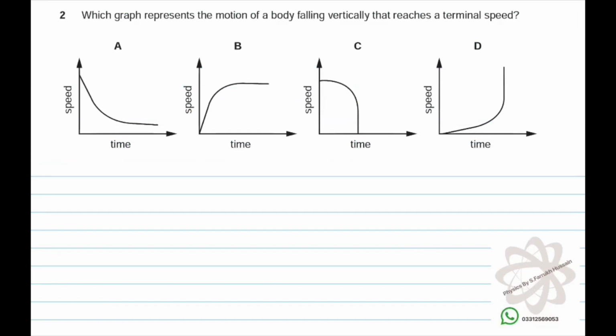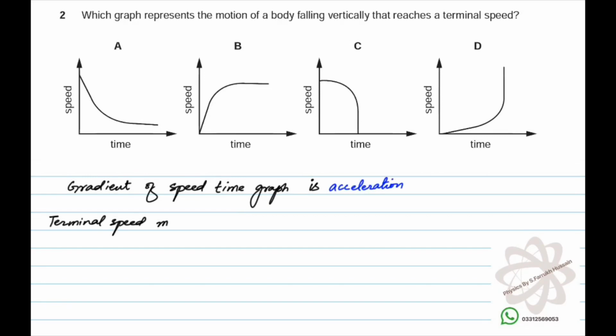So let's start solving some questions so that you have a better idea how the understanding is applied, starting with the MCQ. Which graph represents the motion of a body falling vertically that reaches a terminal speed? In this case there are 4 graphs given, and let me tell you, in a speed time graph, the gradient of the graph is acceleration.